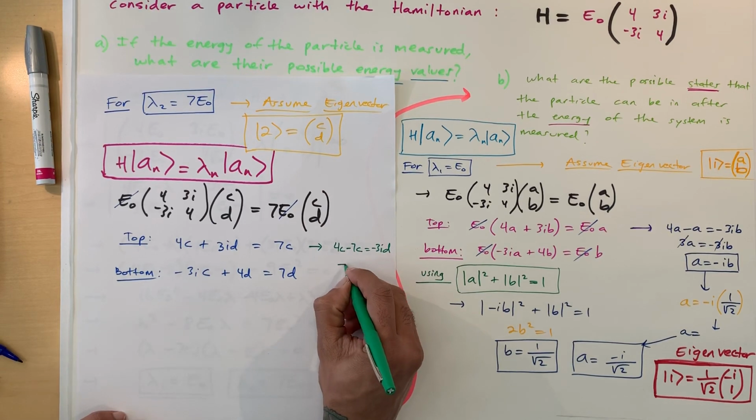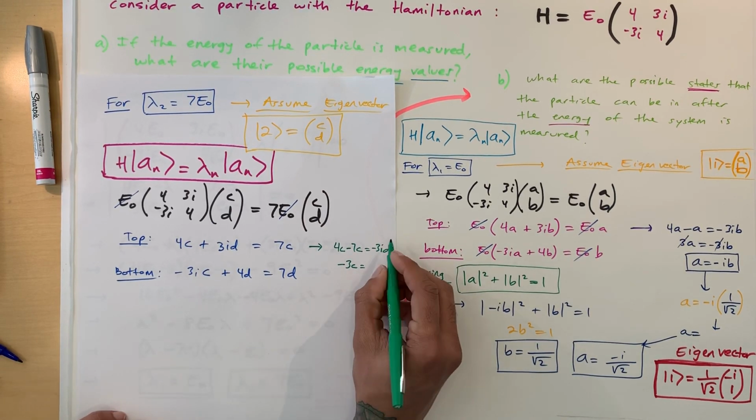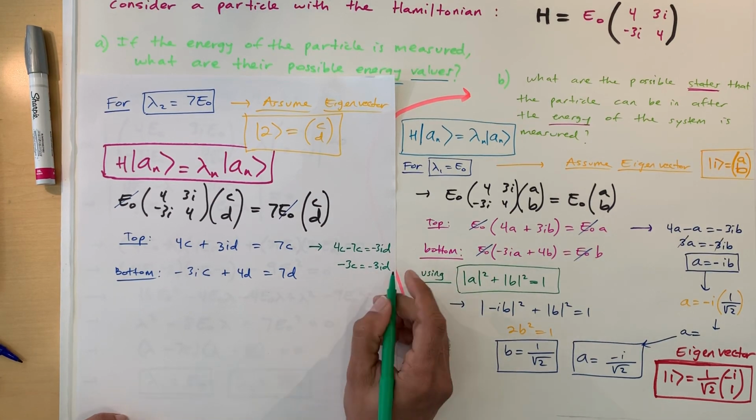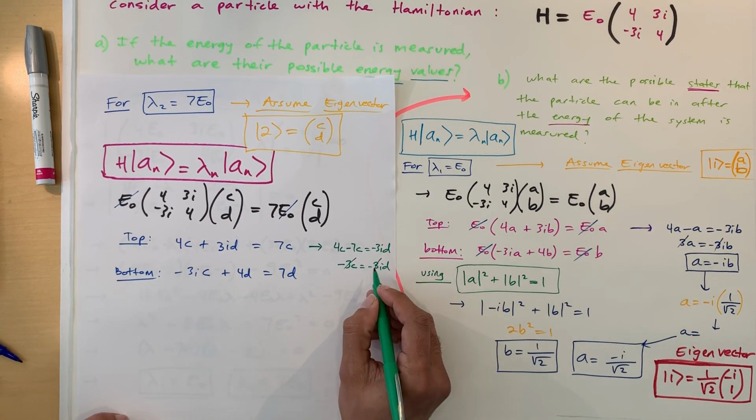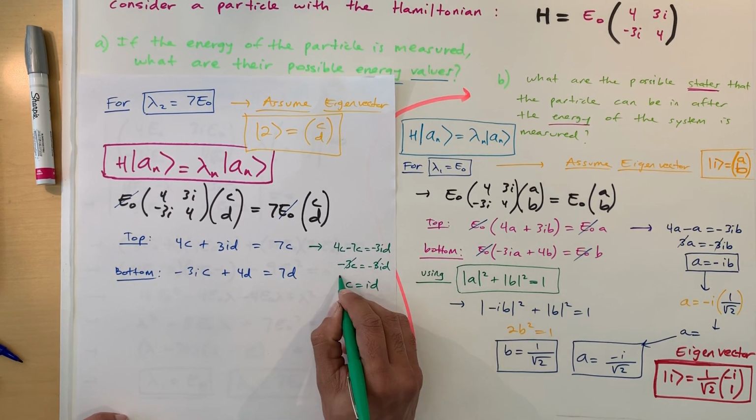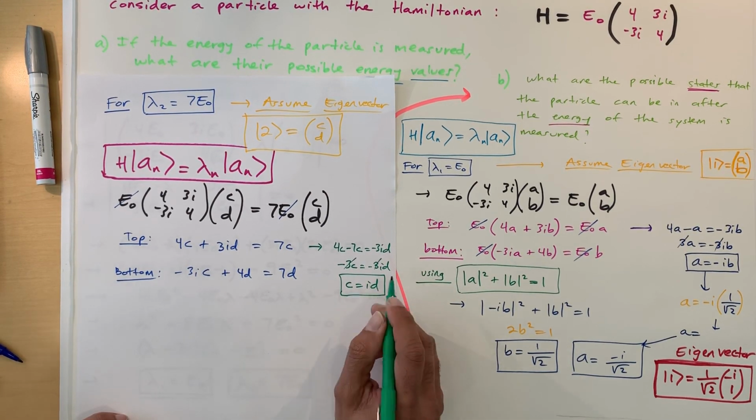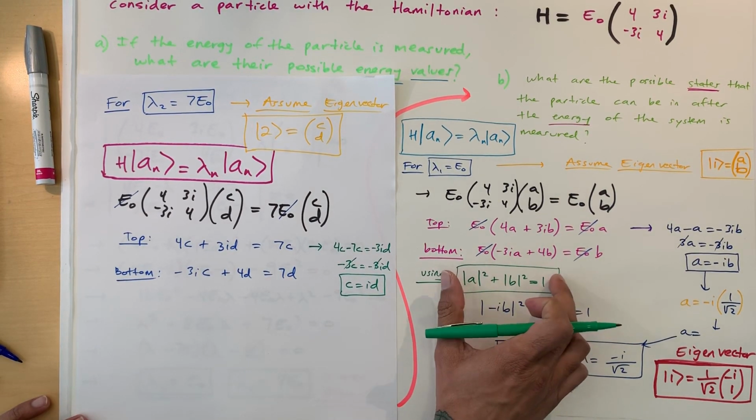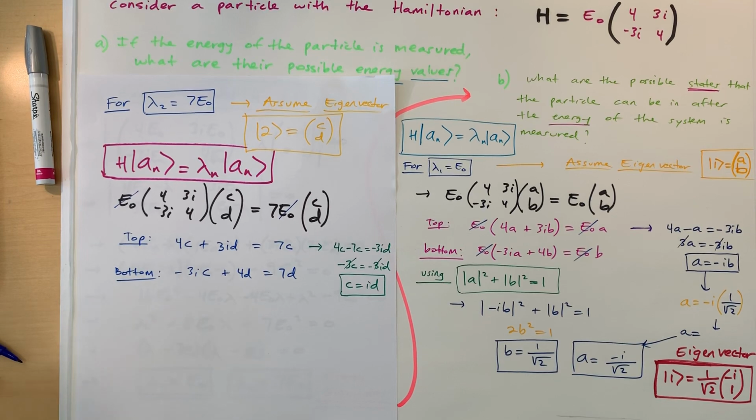Further solving, we see that we get negative 3C equal to negative 3iD, and then the negatives cancel, we get C is equal to iD, okay? We can't do anything with this yet. We need to plug it into our normalization condition, and so let's do that.